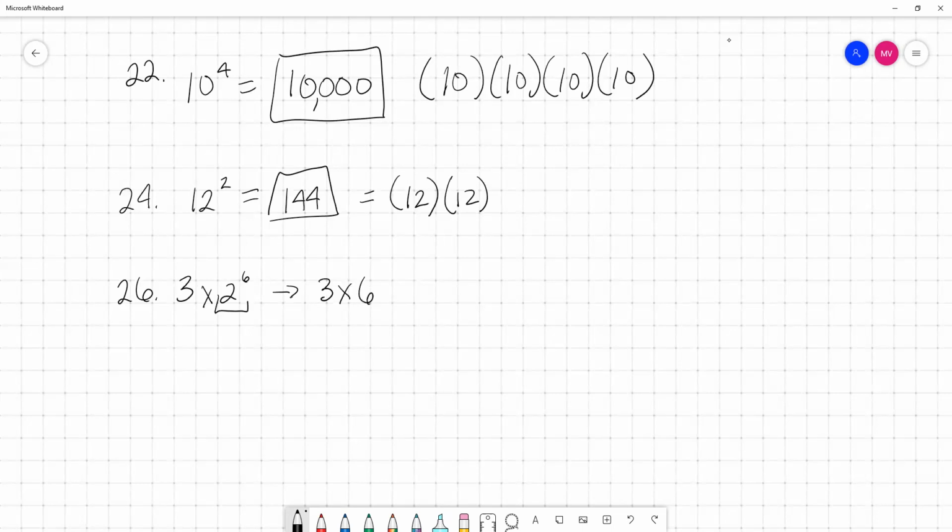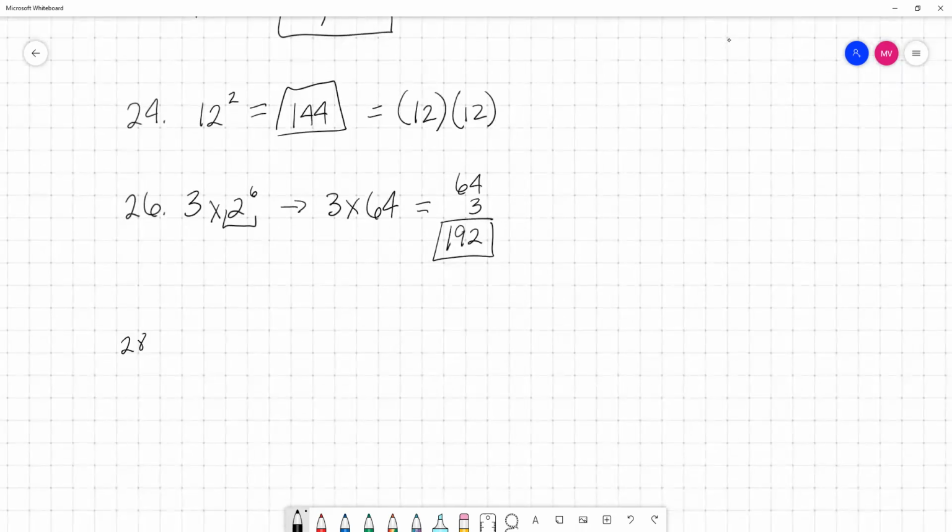So 3 times 64. And if you get to some of those bigger ones outside of our memorized multiplication tables, don't hesitate to start writing it off to the side. So this becomes 192. So this is 64 times 3. You can write it vertically. And you get 192.